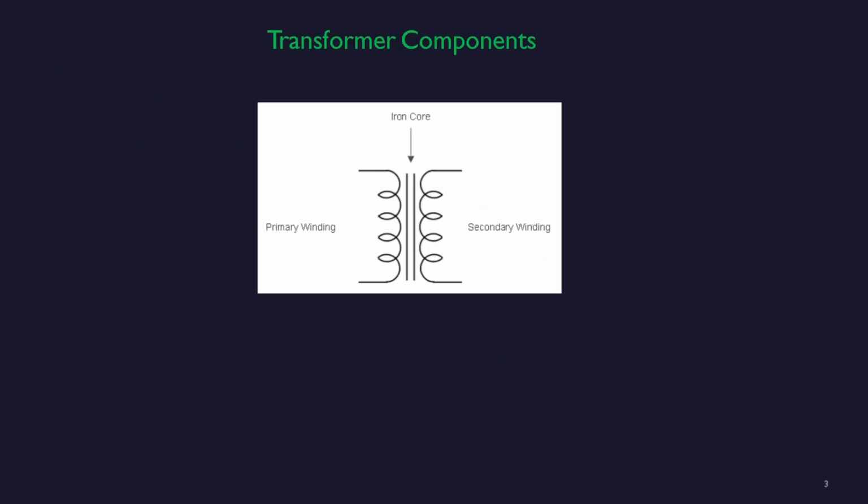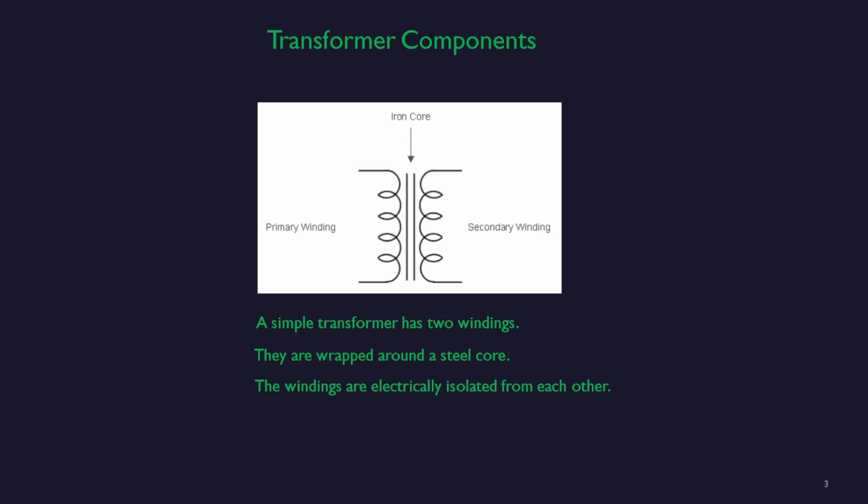The transformer consists of a few simple components. We have a primary winding and a secondary winding. They're wrapped around a steel core. Notice that the windings are electrically isolated from each other.